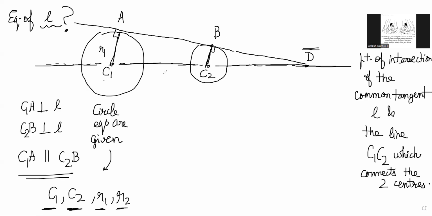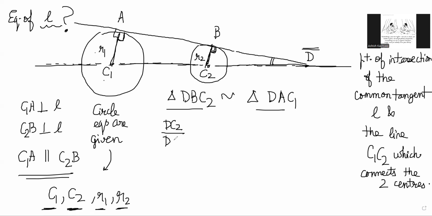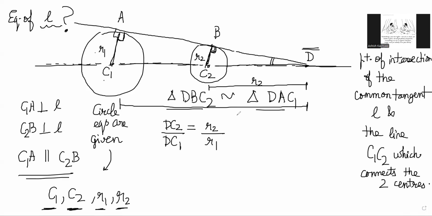And you can easily see here that triangle DBC2 is similar to triangle DAC1. Why is it similar? Because one angle is common. The angle BDC2 is the same as ADC1 and the other angle is 90 degrees here. There is 90 degrees here. So it's a right angle triangle and these two triangles are similar. Therefore, the ratio of the radii R1 and R2 is also the ratio of DC2 and DC1, right? We can say DC2 by DC1 is equal to R2 by R1. And basically, now I know this much is R2, then this much is R1.